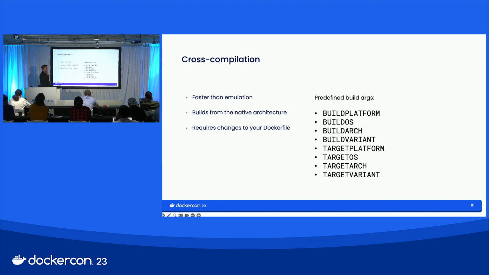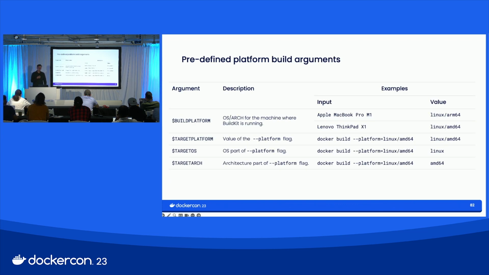the predefined build arguments that exist in Docker build, listed here, not all of them. We'll use these build arguments to cross-compile our binary. And here's an example of how these build arguments work. Depending on what you set your --platform flag to, those build arguments are going to resolve differently inside of your build. I'll leave this for reference. This is also covered in the documentation.